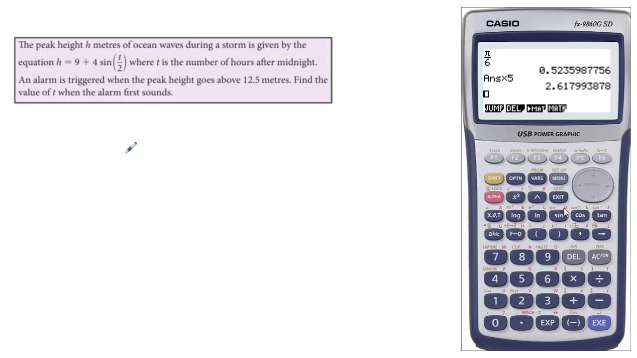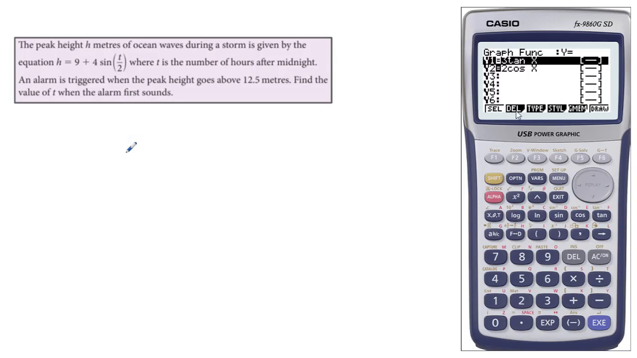So if we have a look at this, it's quite handy, because if we were to just solve h equals 12.5 and we didn't have an idea of how the trig function worked, then you might give the wrong answer, because it could be that after that time the height actually goes below 12.5 and not above it. So it's really quite handy to see the graph in this instance. So we're just going to plot the graph of y equals 9 plus 4 sine (x over 2).